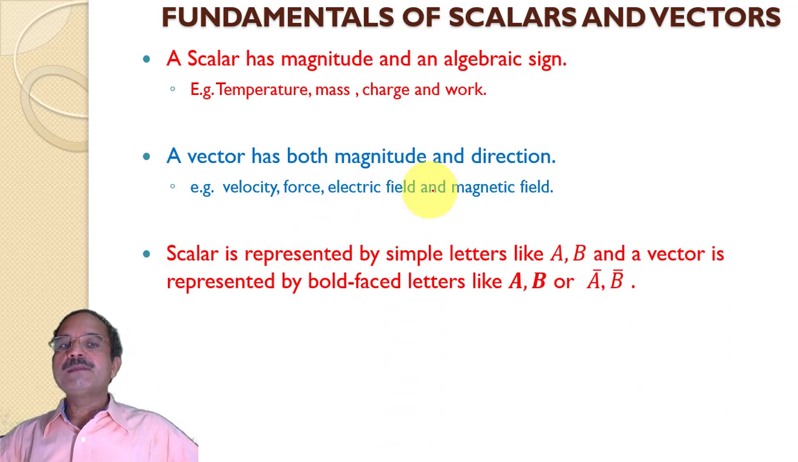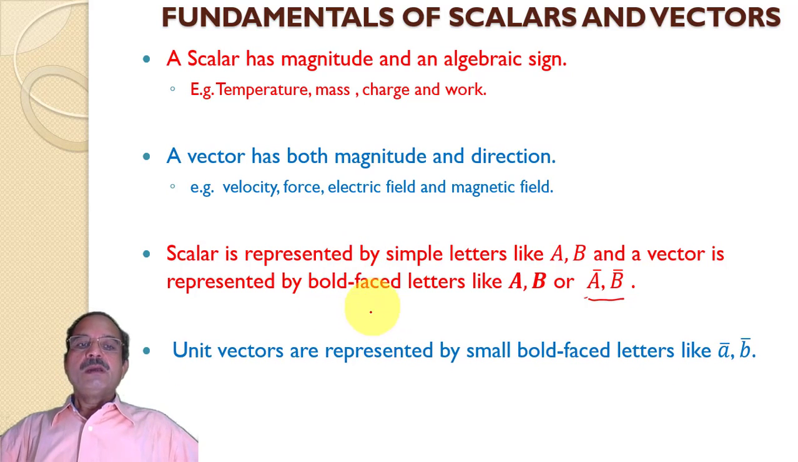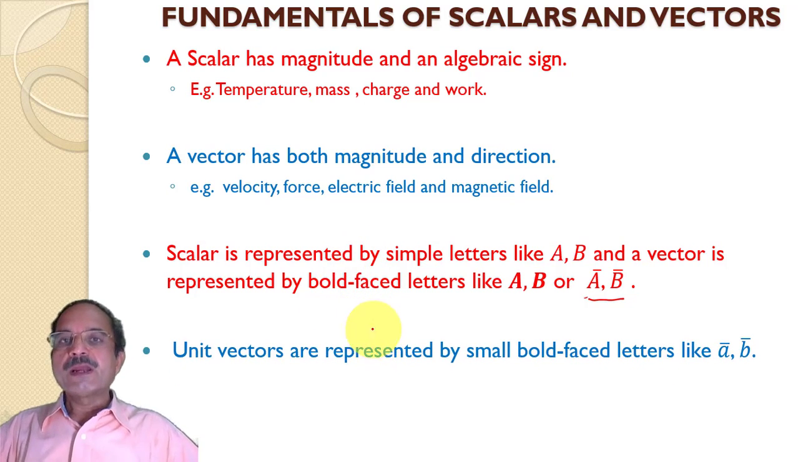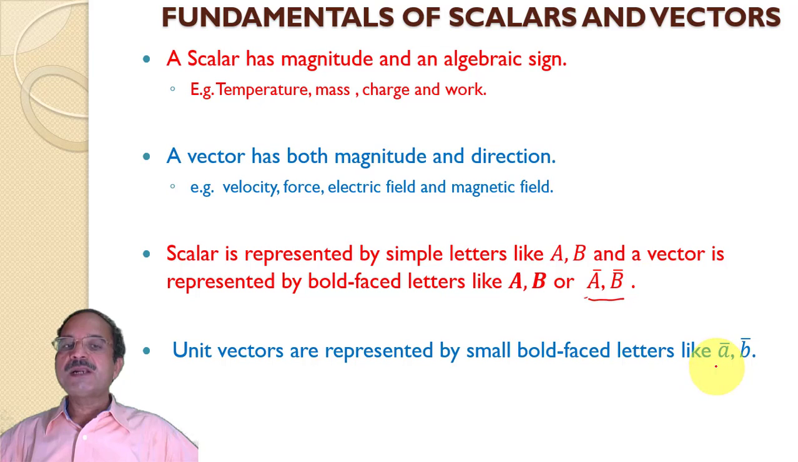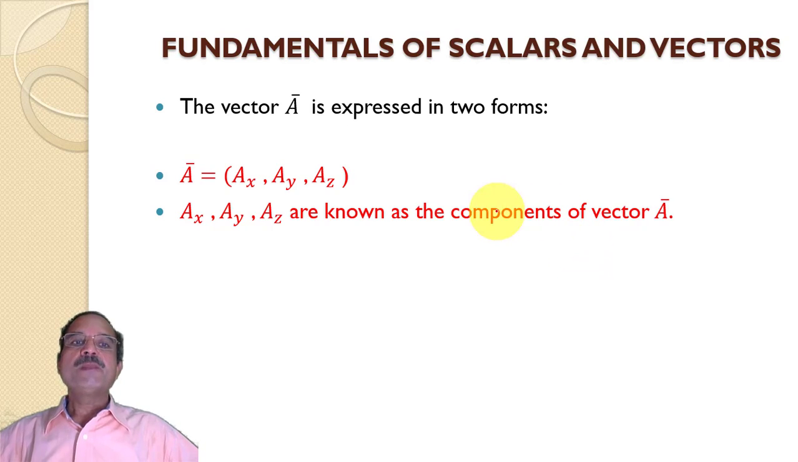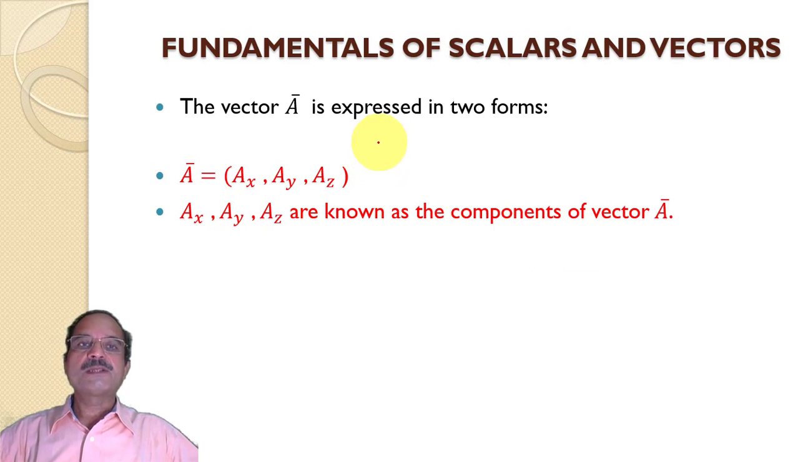A scalar is represented by simple letters like A, B, and a vector is represented by bold A and B, or A bar, B bar. In our subject, while representing vectors, we'll mostly make use of A bar and B bar. Now to represent the directions of these vectors, we also need unit vectors. The unit vectors are represented by bold face letters or small a bar and small b bar.